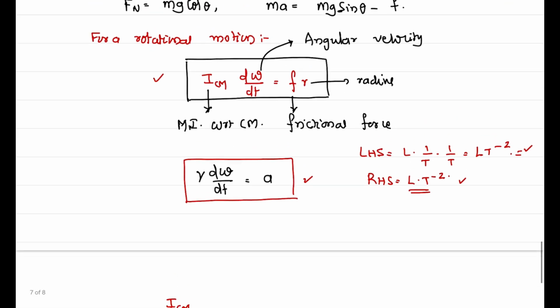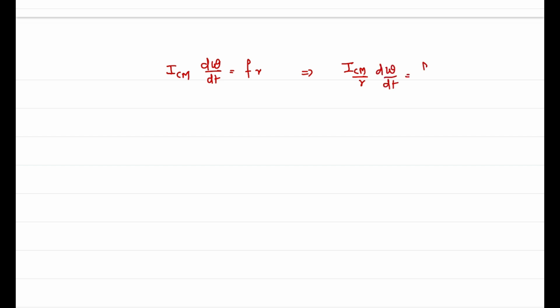ICM into d omega by dt is equal to frictional force into R. That implies ICM by R into d omega by dt is equal to frictional force. I am calling F as frictional force. Don't get confused.